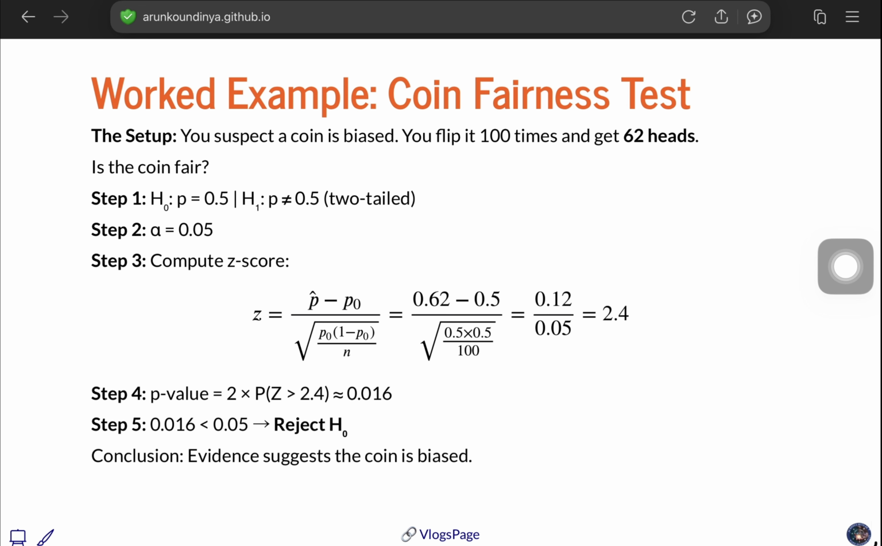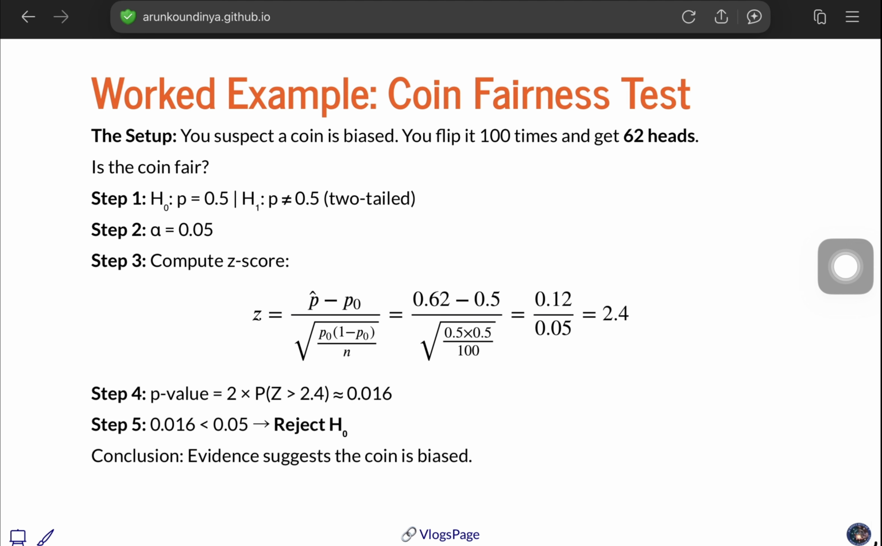Here you could see that this is a two-tail test where we have a probability of 0.5. Let me go through the setup first. We have a suspected biased coin, so we have to arrive at a decision whether, whenever we toss it, it is fair or not. It means the probability is 0.5 or not. If it is not 0.5, we can assume that the coin is biased. So we took a sample by tossing that coin 100 times and we got 62 heads.